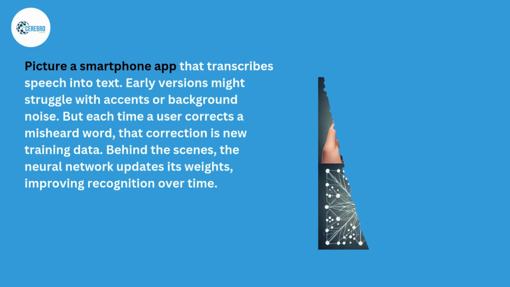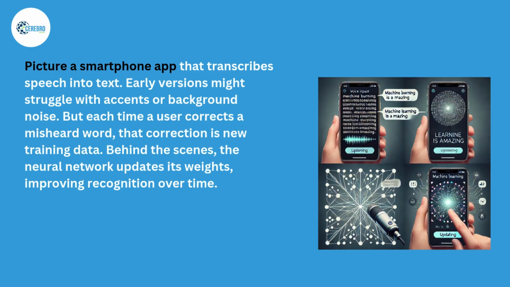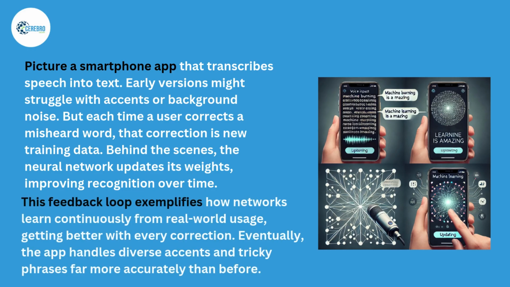Picture a smartphone app that transcribes speech into text. Early versions might struggle with accents or background noise, but each time a user corrects a misheard word, that correction is new training data. Behind the scenes, the neural network updates its weights, improving recognition over time. This feedback loop exemplifies how networks learn continuously from real-world usage, getting better with every correction. Eventually, the app handles diverse accents and tricky phrases far more accurately than before.